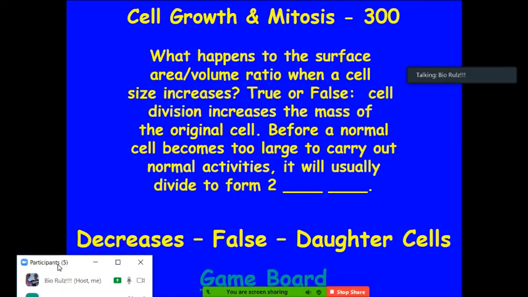Okay, let's get this out of the way. All right, so the surface to volume ratio decreases as the cell size increases. My bad. And false, cell division does not increase the mass of the original cell. And daughter cells are what are produced by, of course, mitosis and meiosis.